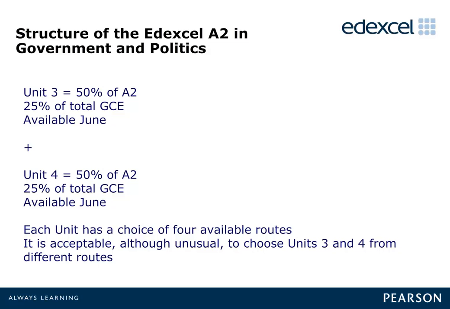Most centres choose the same route for each paper. Thus, 3A and 4A, or 3B and 4B, and so on. However, it is permissible to choose different routes, provided that candidates study 1 Unit 3 paper and 1 Unit 4 paper. Thus, 3A and 4C would be an acceptable combination, but 3A and 3C would not be.